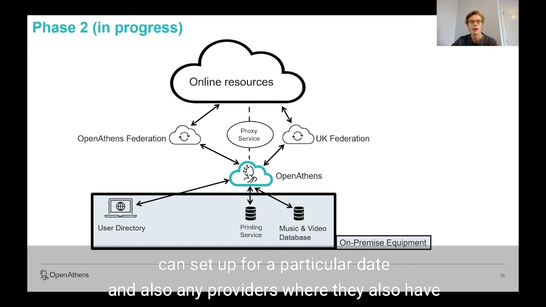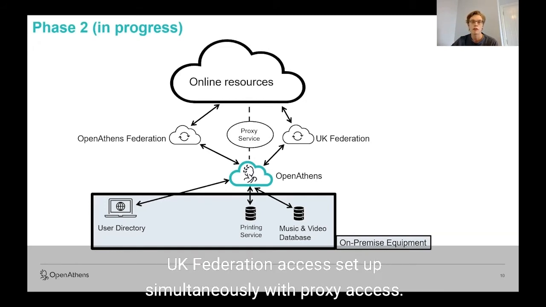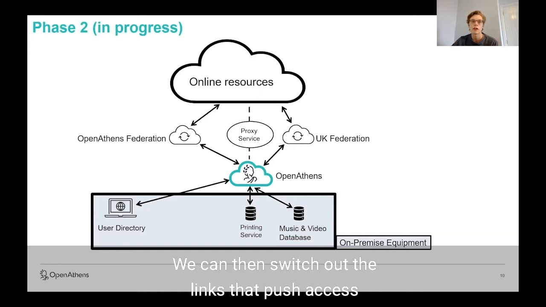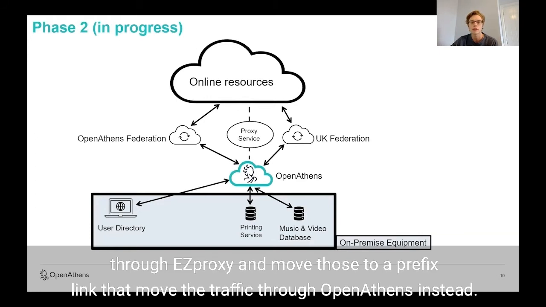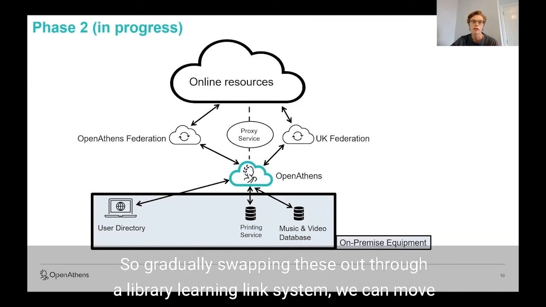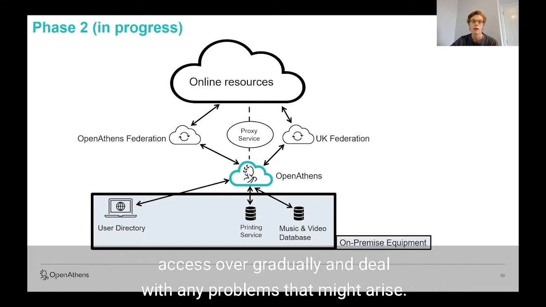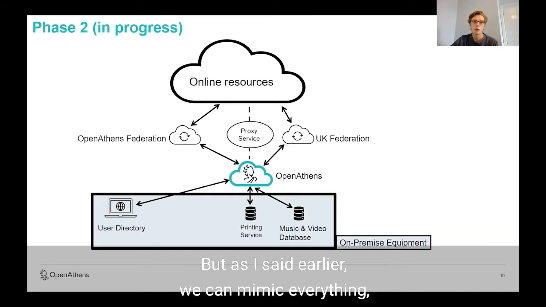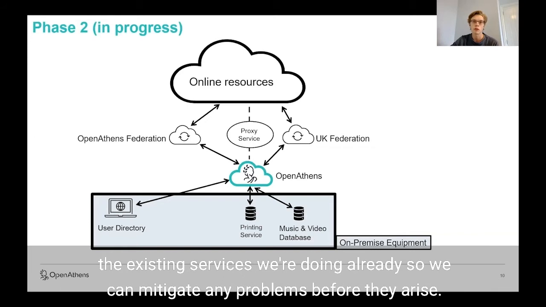And also any providers where they have UK Federation access set up simultaneously with proxy access, we can then switch out the links that push access through EZproxy and move those to a prefix link that moves the traffic through OpenAthens instead. So by gradually swapping these out through a library's learning link system, we can move access over gradually and deal with any problems that might arise. But as I said earlier, we can mimic everything the existing services were doing already, so we can mitigate any problems before they arise.